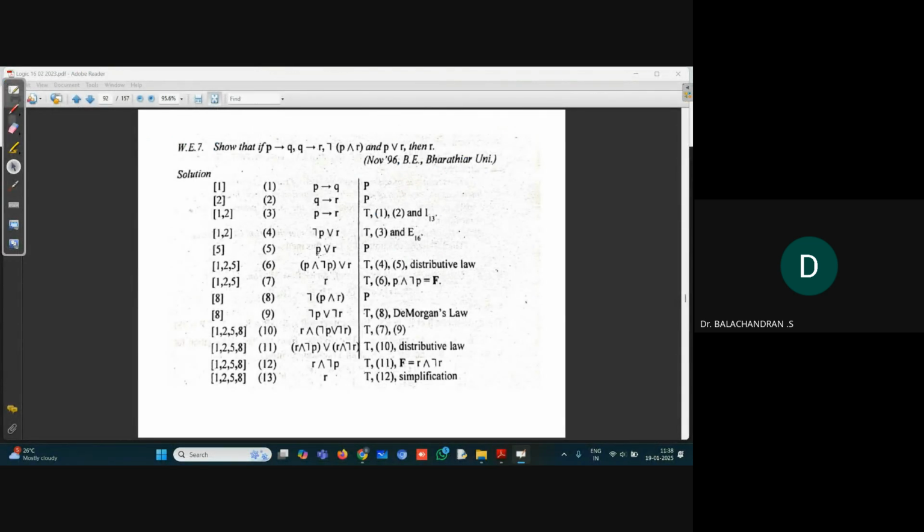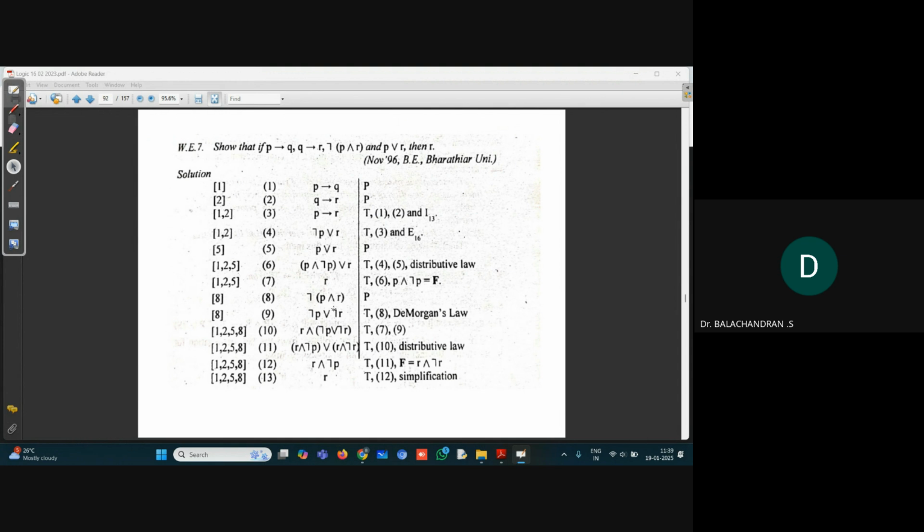Yes. So from 4 and 5, this is P, this is Q. So if we put P and Q and use the distributive law, I have this sixth step. I explained it in the slide. Now this is F. Okay, F or R is what? R. Next, I still haven't used negation of (P and R), rule P. Apply De Morgan's law here: negation P or negation R.